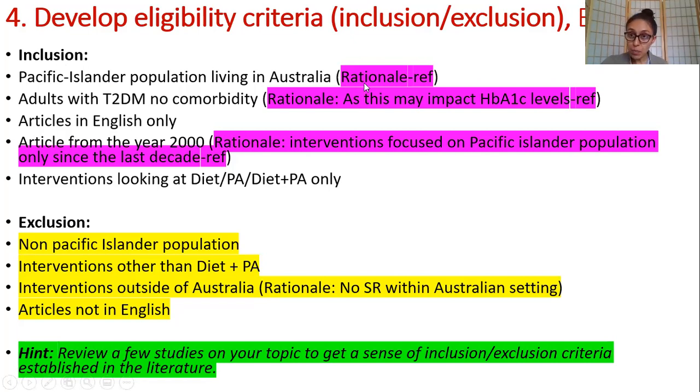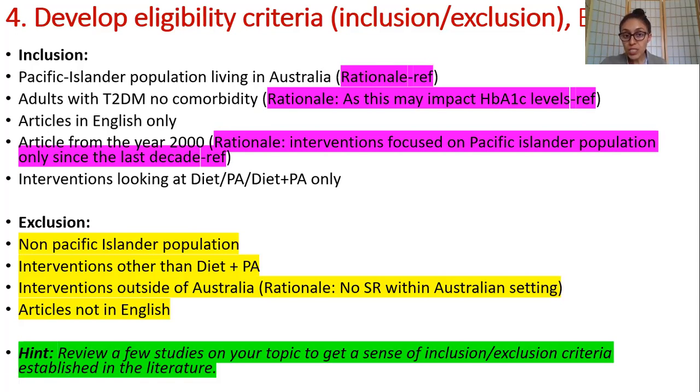And why am I doing a systematic review on that? I need to have a one-line rationale over here, with a reference, that there are, say, maybe no studies done within the Australian setting looking at the Pacific Islander population in Australia and their diabetes management in terms of diet and physical activity, all right? And I'll be having a scientific reference for this, okay? So that is the rationale for me to have this inclusion criteria.